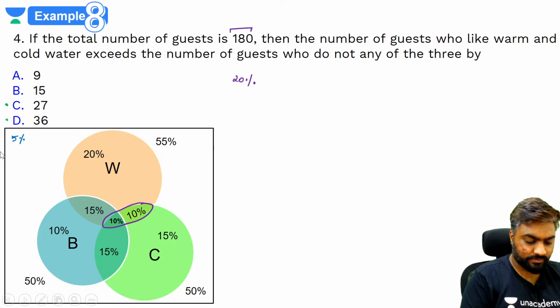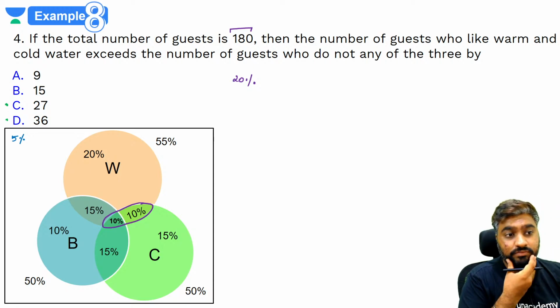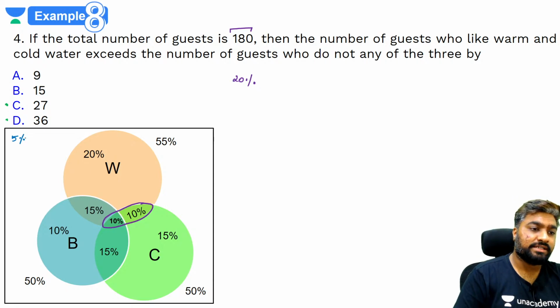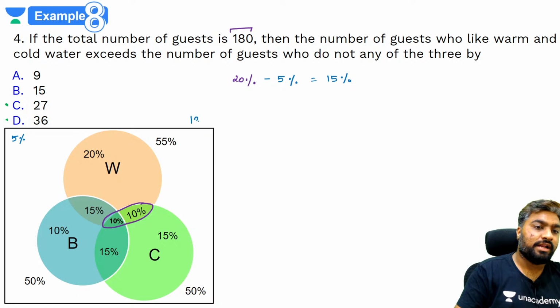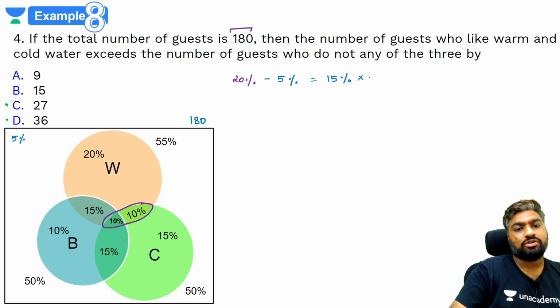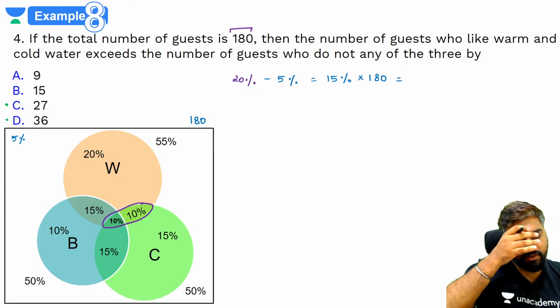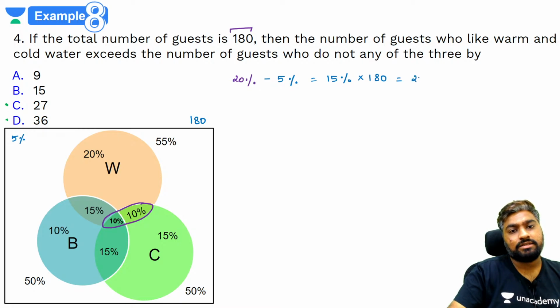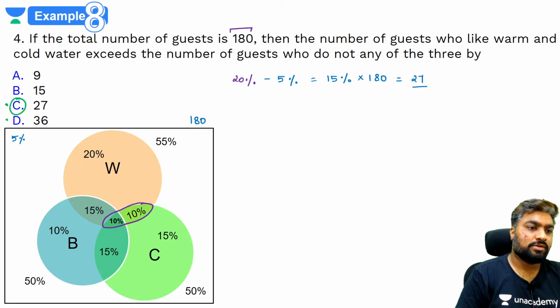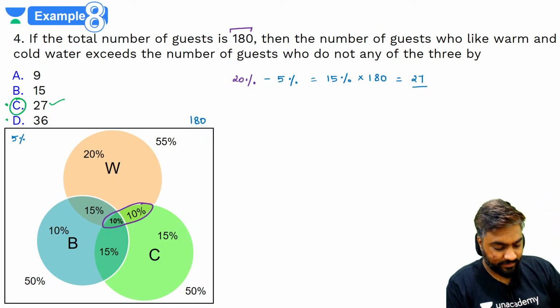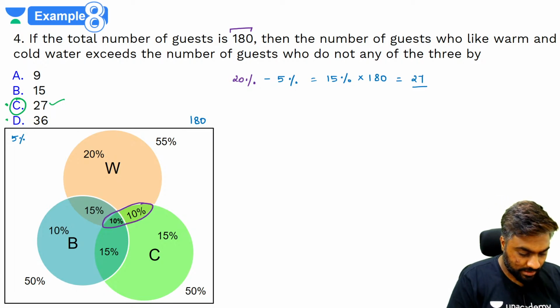Do you remember, guys? Yes, no. People who don't like any of the 3, 5%. Yes. So they're asking 5%, 20% minus 5%, which is what? 15%, but this time it's not of 100, it's of 180. So 15% of 180. This is what we want. That's it. So 10% of 180 is 18, 5% is 9, 18 plus 9 is 27. Got it? Which is what? Option C, 27. So people who said option C, 27, your answer is right.